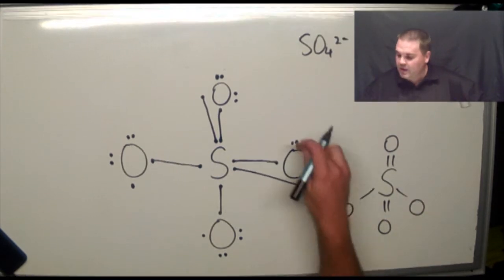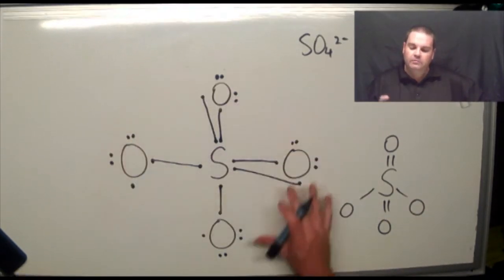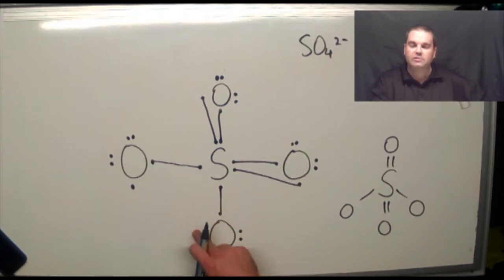We don't need to show the lone pairs of electrons on the oxygen because they don't determine the shape. You don't need to show the lone pairs of electrons on the oxygen either.